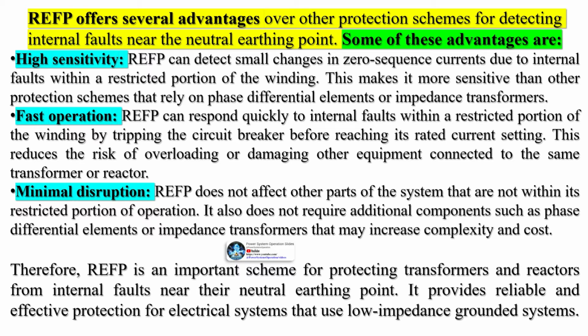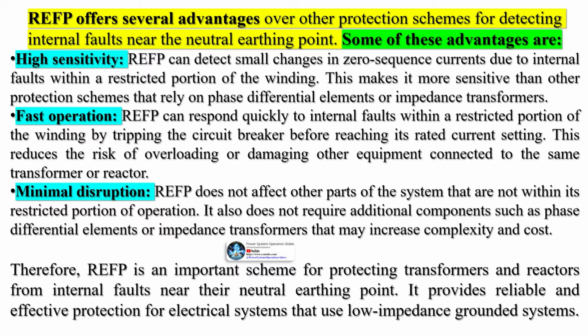Fast operation. REFP can respond quickly to internal faults within a restricted portion of the winding by tripping the circuit breaker before reaching its rated current setting. This reduces the risk of overloading or damaging other equipment connected to the same transformer or reactor.